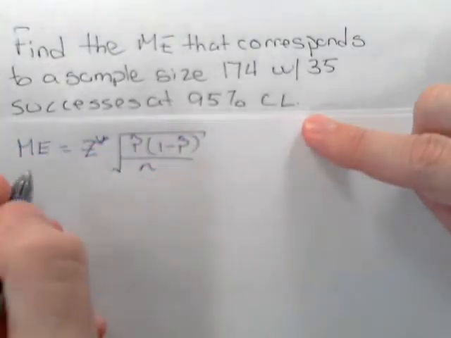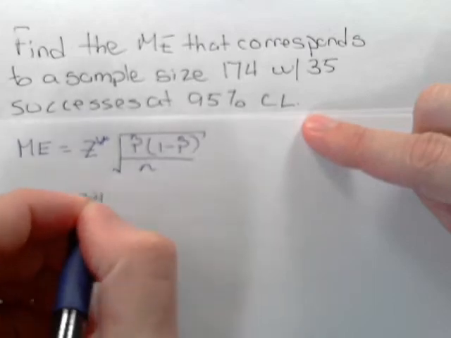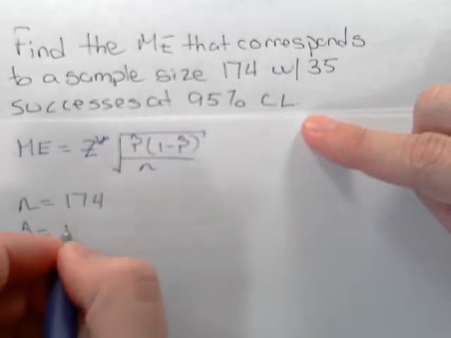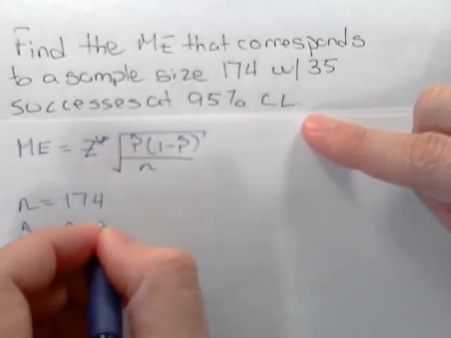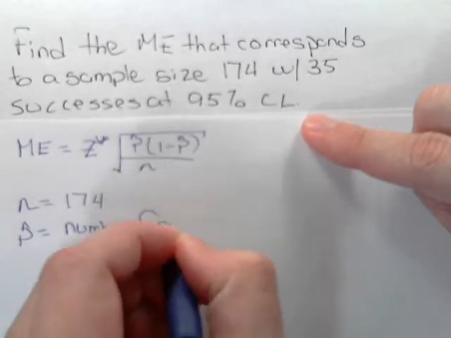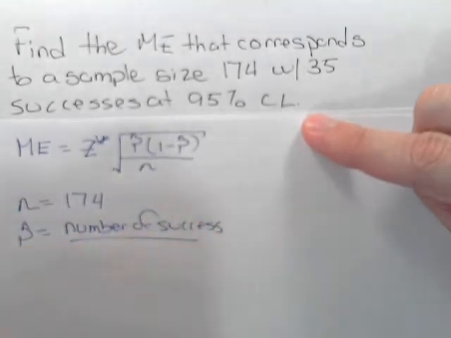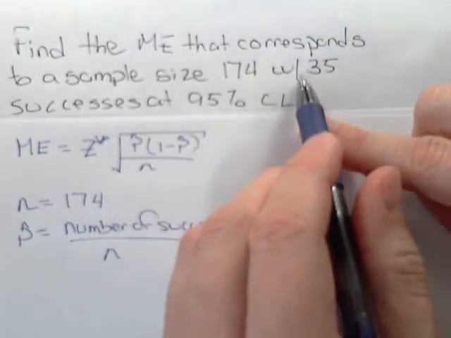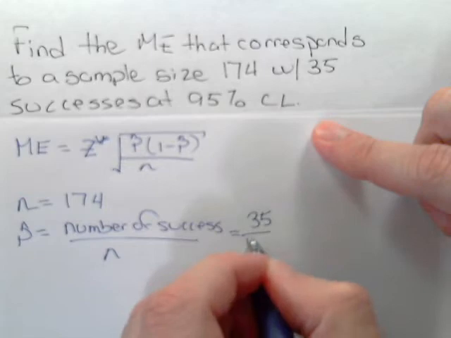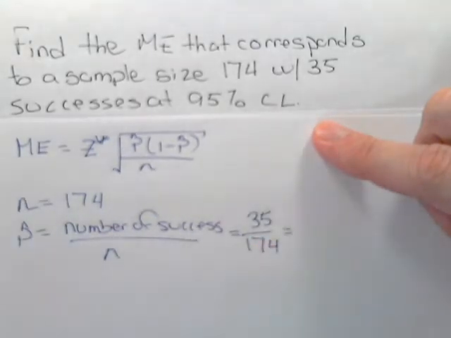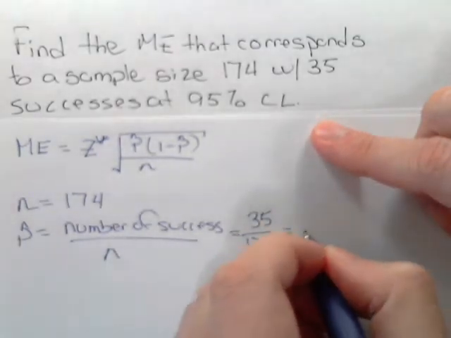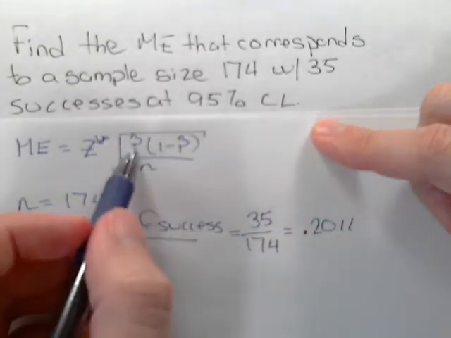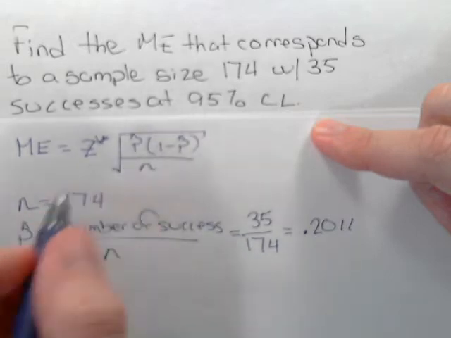We know the sample size is given as 174. We need to find p hat and z star. P hat is equal to the number of successes divided by the sample size, which in this case is 35 successes over 174. We type that in the calculator and round to 4 decimal places and get 0.2011.